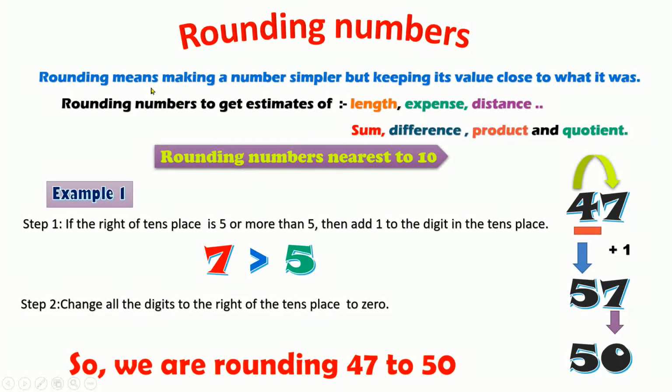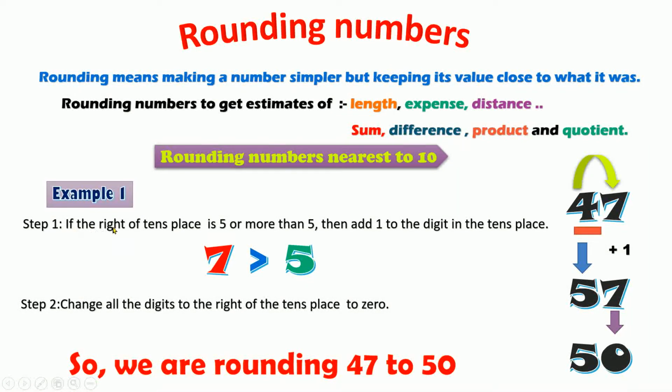Rounding numbers means making a number simpler but keeping its value close to what it was. We round numbers to get estimates of length, expense, distance, and also sum, difference, product, and quotient. Now, rounding numbers to the nearest 10. Example 1, we are rounding 47 to the nearest 10. We should follow the steps.